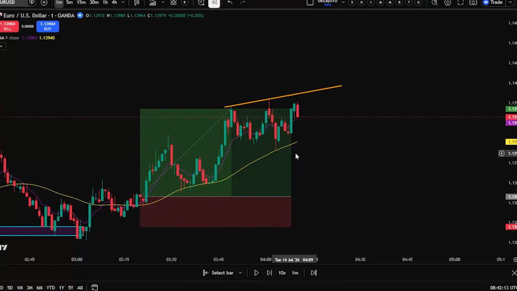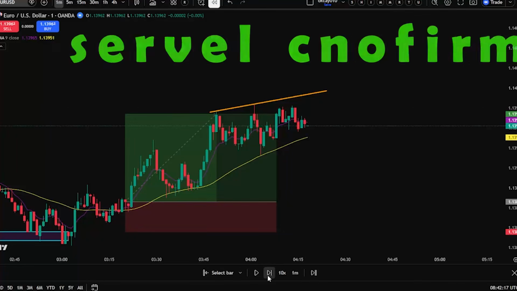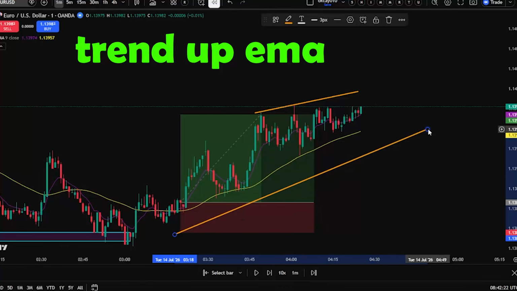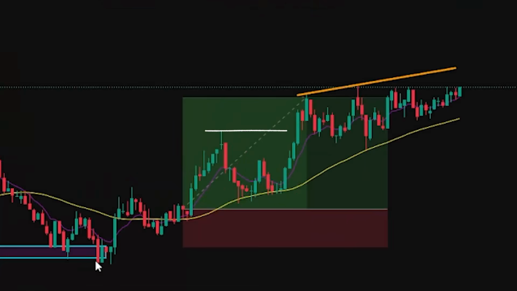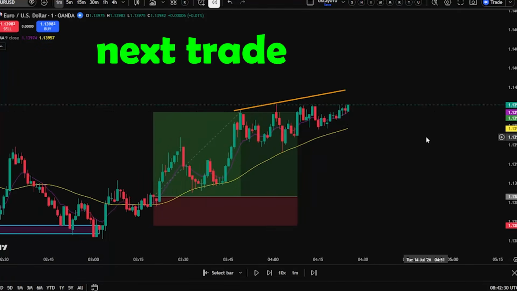But the important thing is not only the profit of this trade. What is important is that several factors came together at the same time. The trend was identified with the EMA. The entry zone was found with Fibonacci, and the entry point was confirmed by the price action and smart money. Now we come to the next trade.